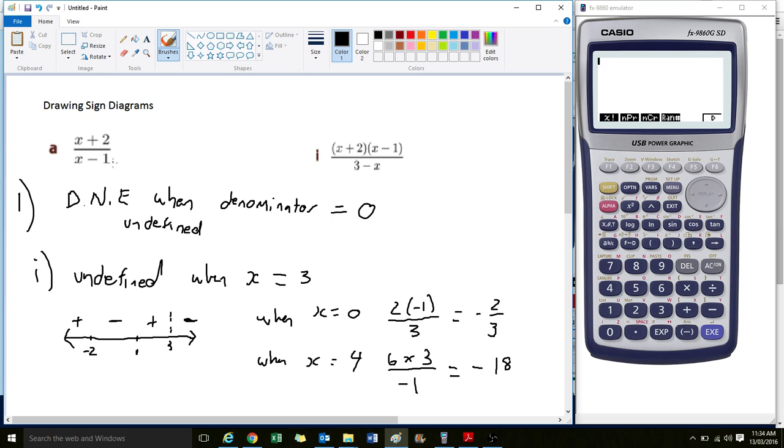The only thing you need to be aware of is that it doesn't exist when the denominator is equal to 0, which means it has an asymptote at x being equal to this point. Whereas the numerator is what makes the function equal to 0 when we have the root of the equation.